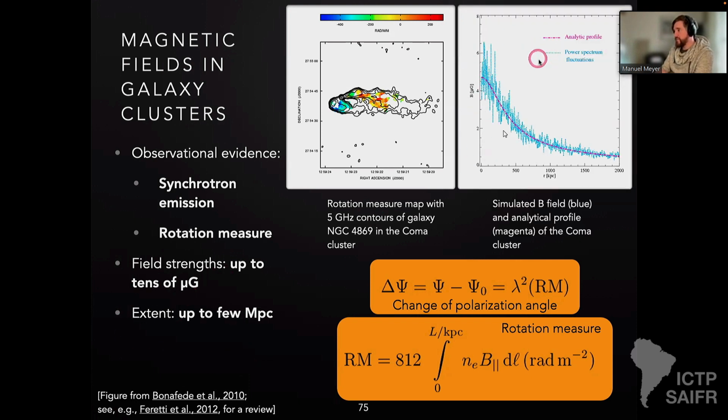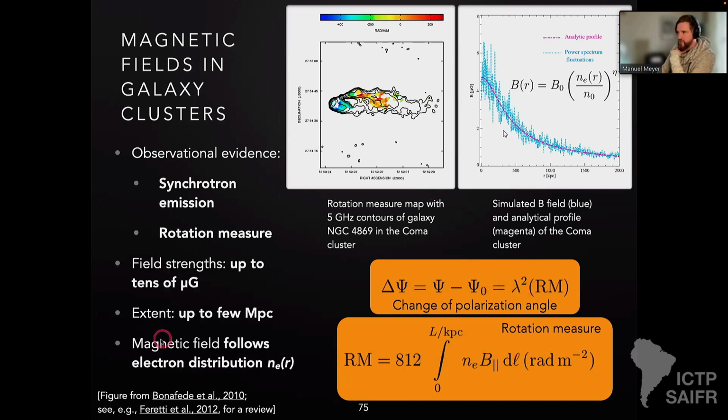So here is essentially a measurement, and this was true, or I think this comes from a simulation. Yes, this comes from a simulation of the Coma cluster, and you see the magnetic field is stronger in the center of the cluster. And as you move out in the cluster, the magnetic field goes down, following essentially the electron distribution. Yeah, so this is usually what we see in galaxy clusters. The magnetic field strength follows the electron density.